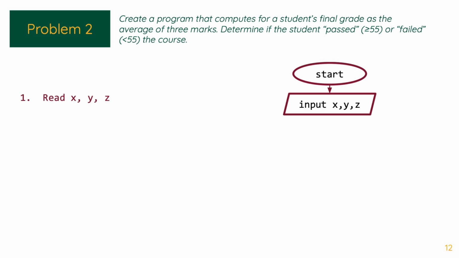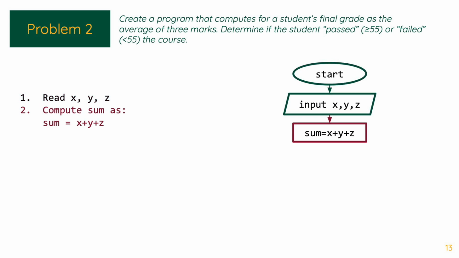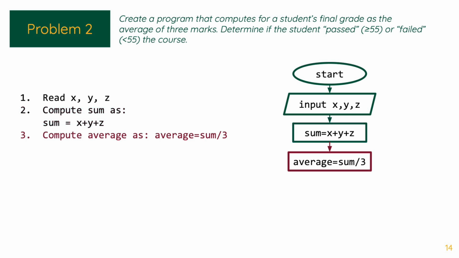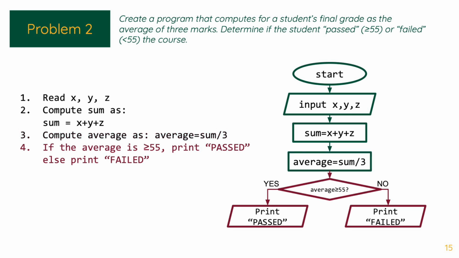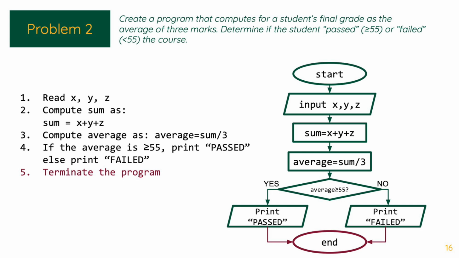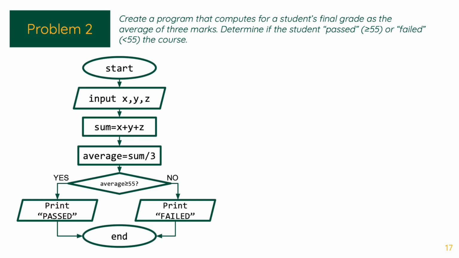Read 3 inputs and save them to variables x, y, z. Add x, y, z and save the result to variable sum. Divide the sum by 3 and save the result to variable average. Check if the average is greater than or equal to 55 or not, then print the result. Let's translate our algorithm to a Python program.